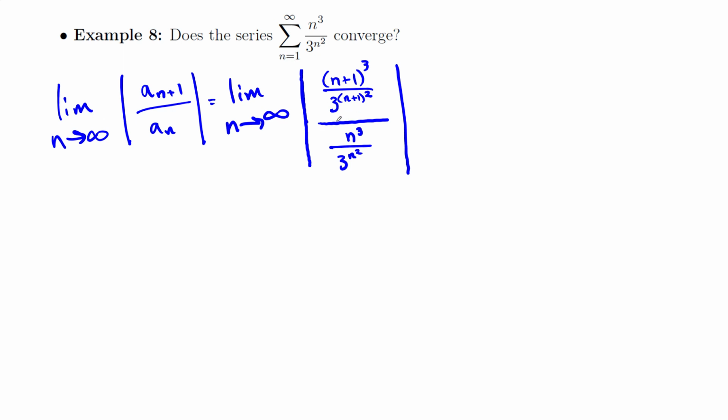Now there's not any negatives to be seen here, right? So I do not have to keep bothering with these absolute values. And I can definitely take this bottom fraction and multiply by its reciprocal.